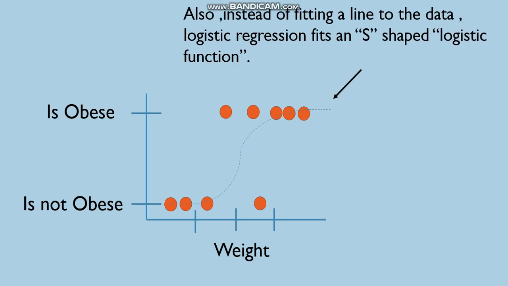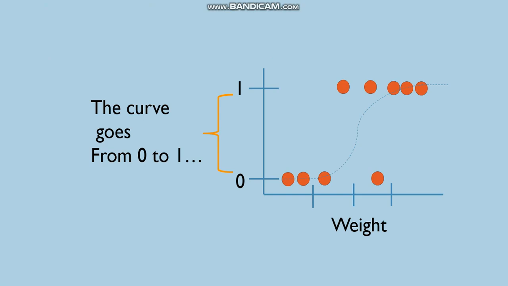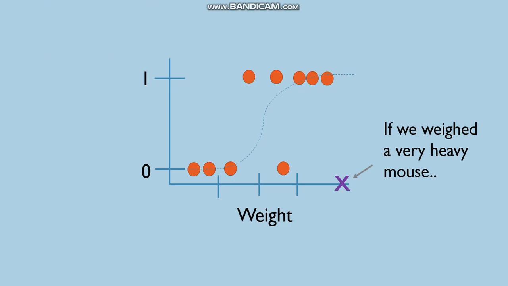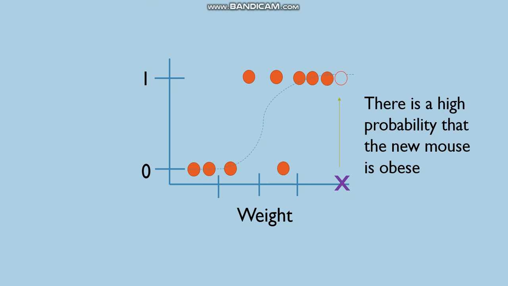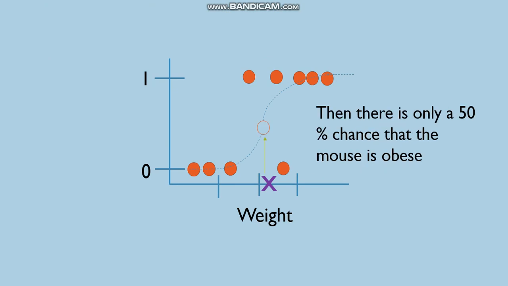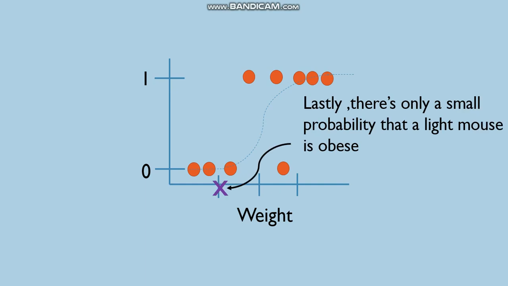Also, instead of fitting a line to the data, logistic regression fits an S-shaped logistic function. The curve goes from 0 to 1. That means that the curve tells you the probability that the mouse is obese based on its weight. If you weigh a very heavy mouse, there is a high probability that the mouse is obese. If you weigh an intermediate mouse, then there is only a 50% chance that the mouse is obese. Lastly, there's only a small probability that a light mouse is obese.